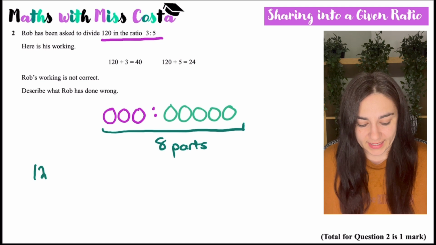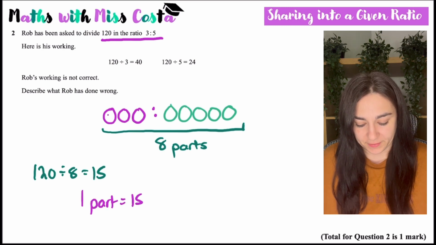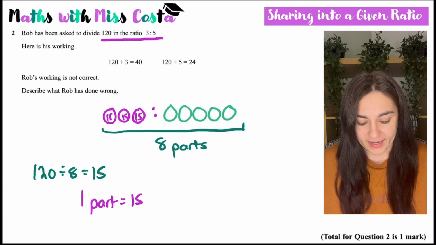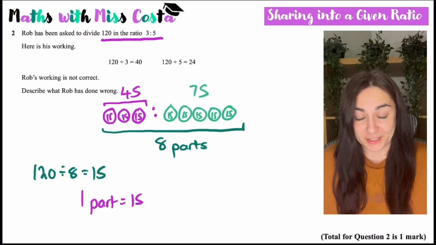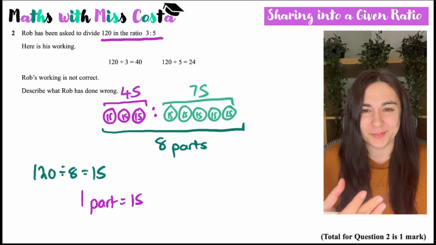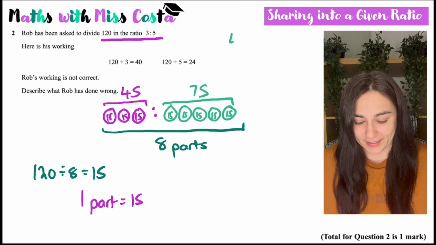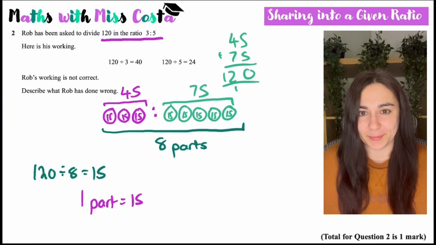So what he should have done is do 120 divided by 8, which is 15. That tells me what the value of one part is. So if I know that one part is 15, then I can fill that in, and 15 times 3 is 45, and then 5 times 15 is 75. So his ratio should have been 45 to 75. How do you know if you've done it right? Well, your answer should add up to the original. So 45 plus 75 gives me 120. So I know I've split it in the correct ratio.